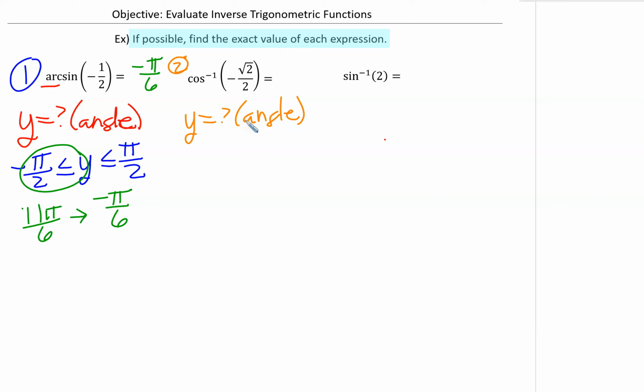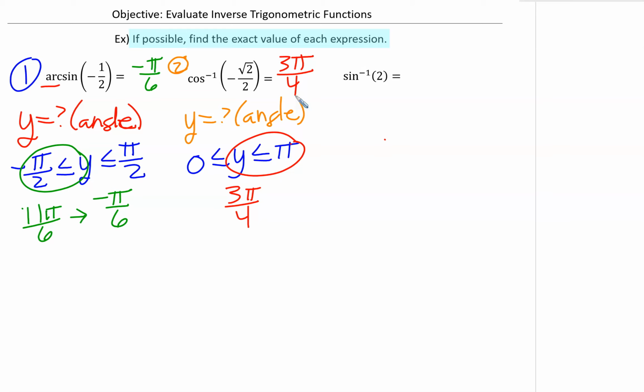So we need to realize that for cosine, our angles are restricted to the first and the second quadrant, so we're going from 0 to pi. And where cosine is negative is the second quadrant, and that would make this one 3 pi 4ths. We don't have to worry about the conversion or thinking in terms of negatives for cosine, so in many ways, that makes cosine a little bit easier.